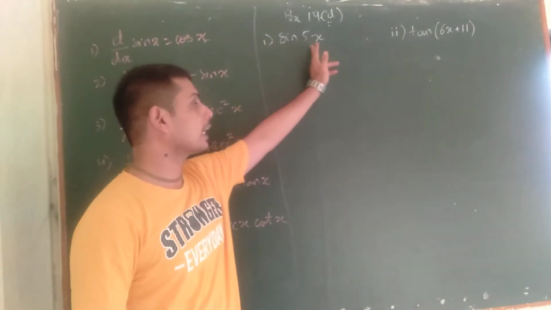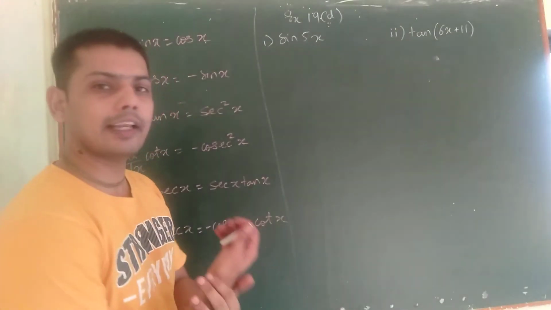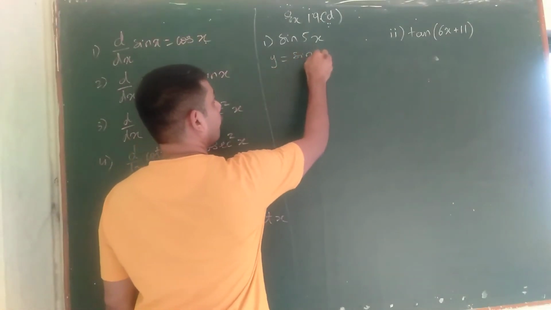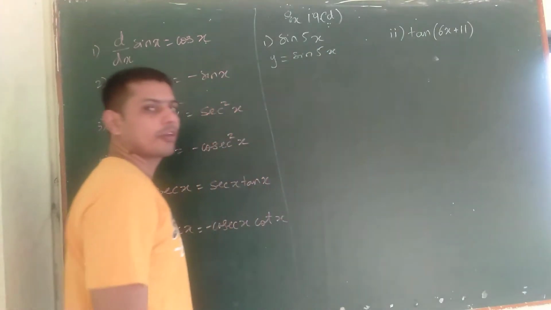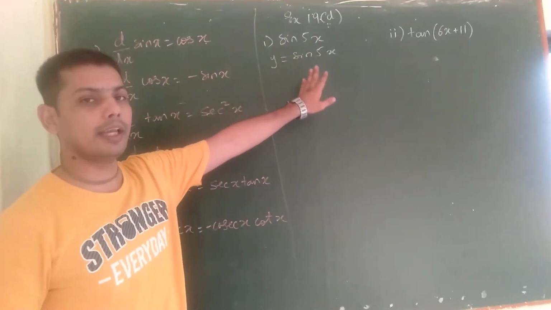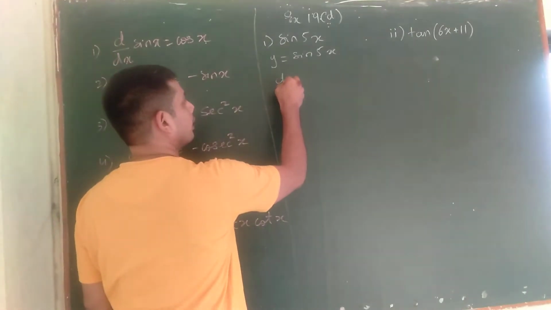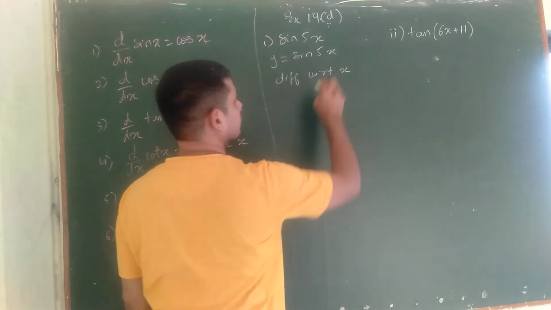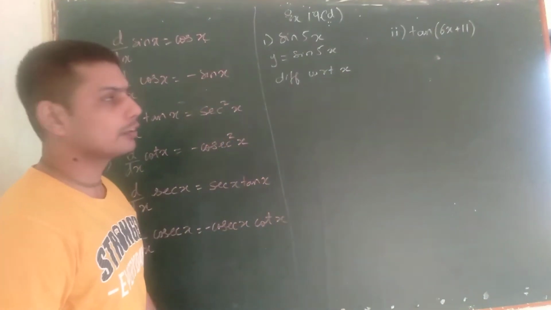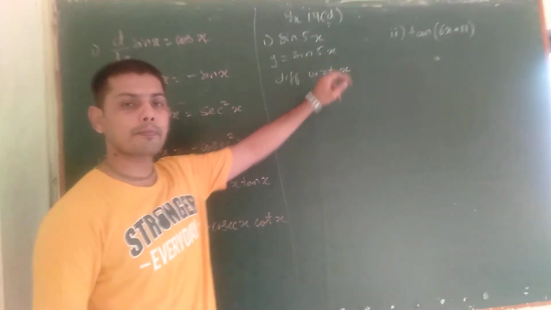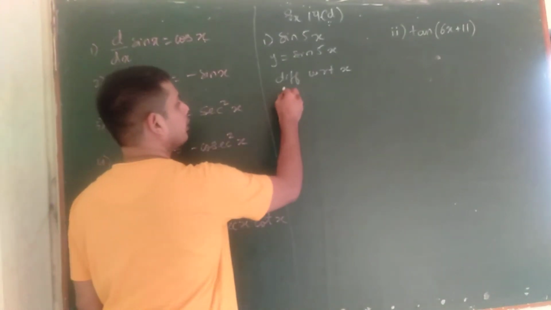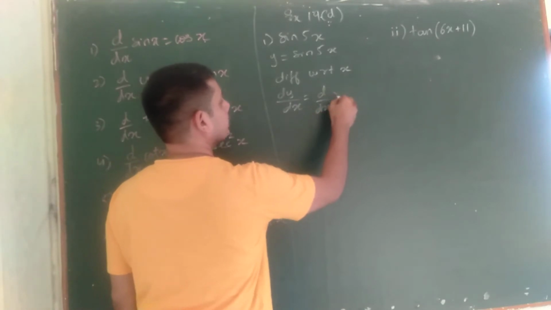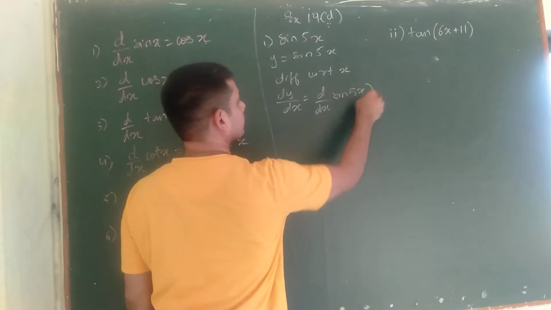So first is sin 5x. We need to find the derivative of sin 5x. So let us take sin 5x equal to y. Okay, this is my function y. And therefore differentiating with respect to x. We are differentiating both sides with respect to x because my variable is x. So this will give me dy by dx is equal to d by dx of sin 5x.